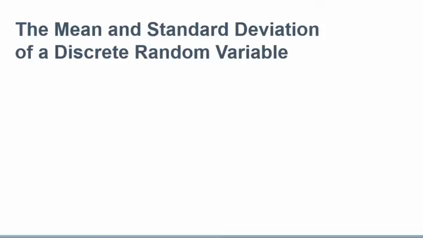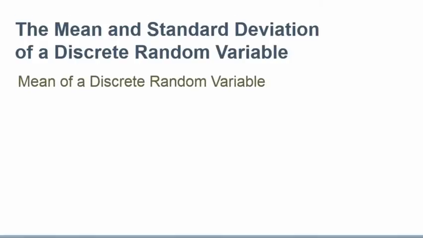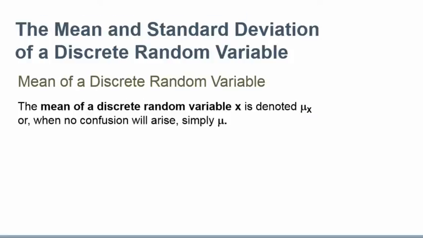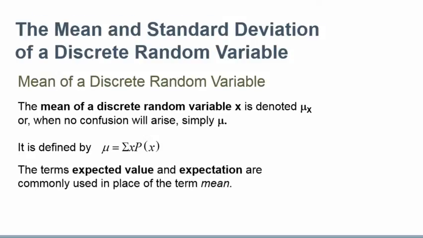The mean and standard deviation of a discrete random variable. Mean of a discrete random variable. The mean of a discrete random variable x is denoted mu sub x, or, when no confusion will arise, simply mu. It is defined by mu equals the sum of x times the probability of x. The terms expected value and expectation are commonly used in place of the term mean.